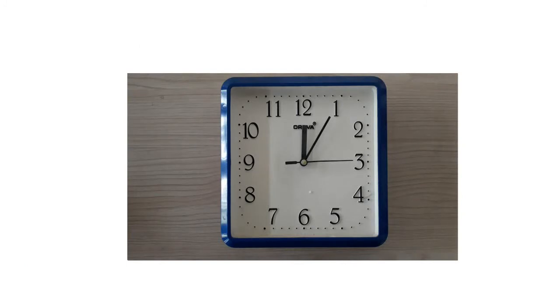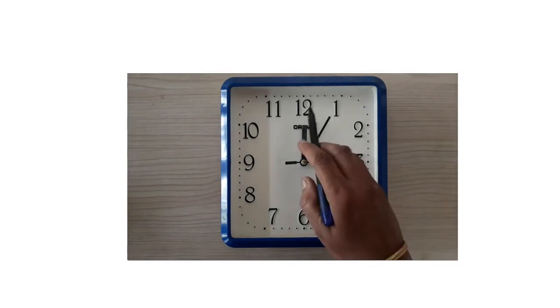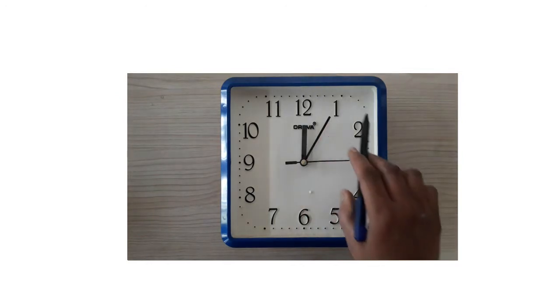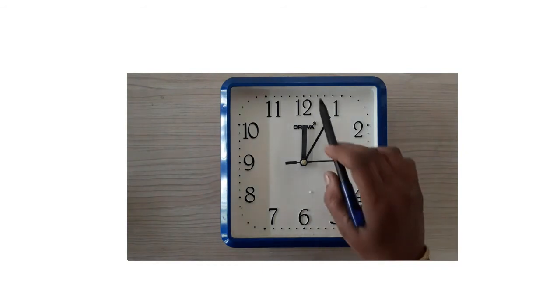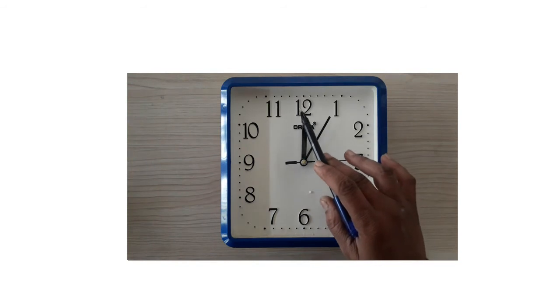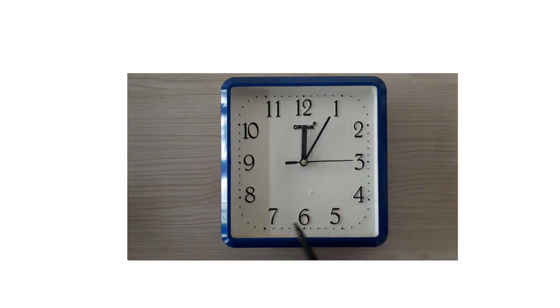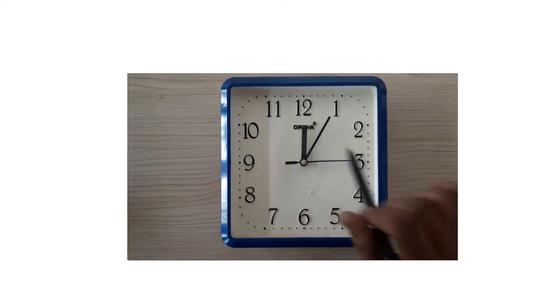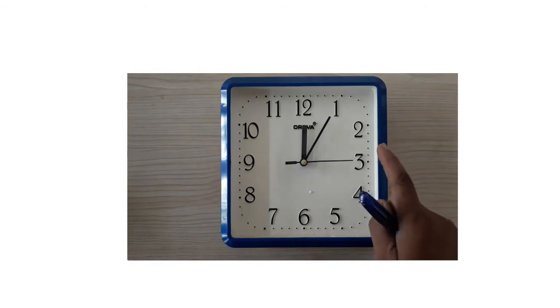Look at the clock face. It is divided into 12 big divisions, right? Here you can see the darker dots and the numerals from 1 to 12 are written. It means the clock face is divided into 12 big divisions.